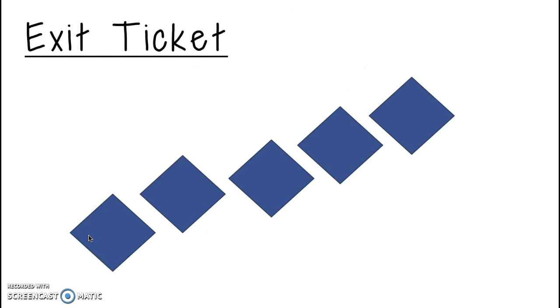Okay, so here's your exit ticket. I'm going to start counting, and I want you to count through to the next 10. So I see 57, 58, and I want you to go ahead and write down the next three numbers on your dry erase board and then send it to me for an exit ticket.